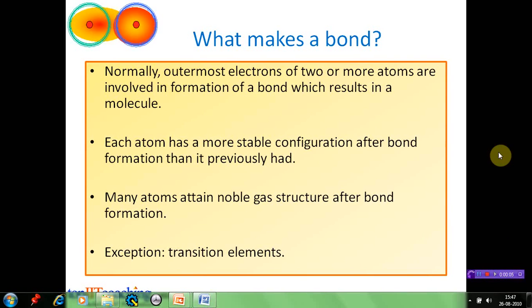Let us see what makes a bond. Normally, outermost electrons of an atom participate in bond formation. So, outermost electrons of two or more atoms are involved in formation of a bond which results in a molecule. After bond formation, each atom has a more stable configuration than what it previously had. Also, the most stable electronic arrangement is a noble gas structure, and many atoms attain this structure after bond formation. Note, however, that transition elements form molecules which are less stable than this arrangement.